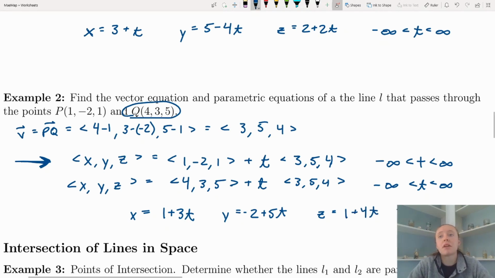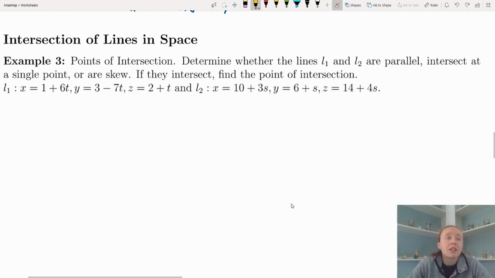And again, that's from negative infinity is less than t, which is less than infinity. So continuing on, we're going to talk about the intersection of lines in space. So let's think about intersection of lines in 2 dimensions. Well, those lines are going to intersect at a point, right? Unless those lines are parallel. Then you can see they will never intersect.